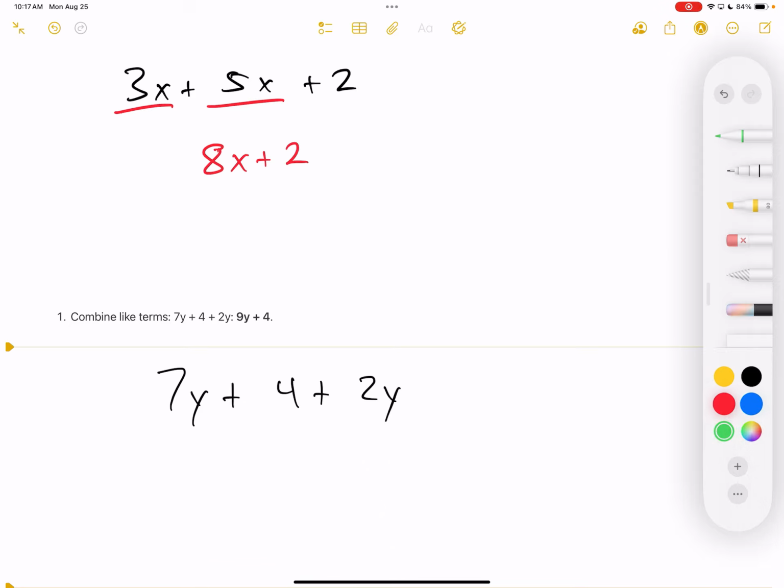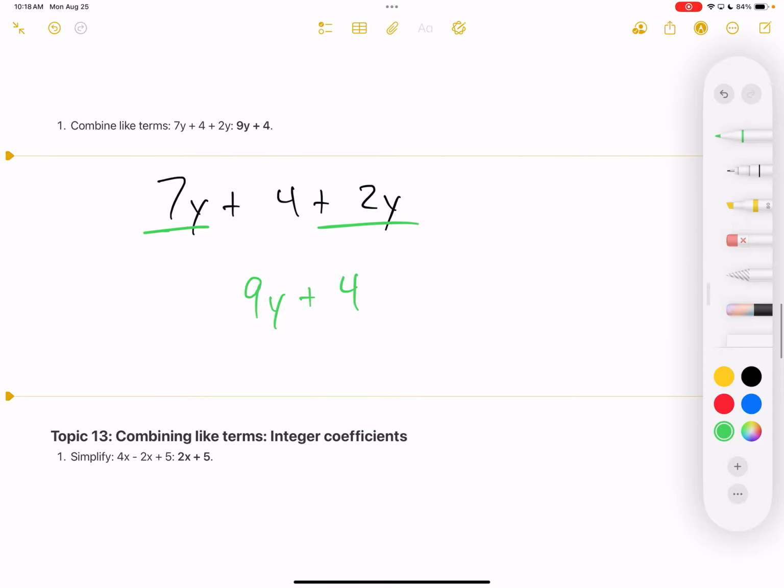Same thing on this one. I have 7 y's plus 2 y's. It doesn't matter that they're not next to each other as long as they're on the same side of the equal sign when we get there. We're not there yet. We'll do that Wednesday. So 7 plus 2 would be 9, and the 4 does not have a y, so I do not put it with it. You can't combine the 9 and the 4 because the 9 has a y and the 4 doesn't.